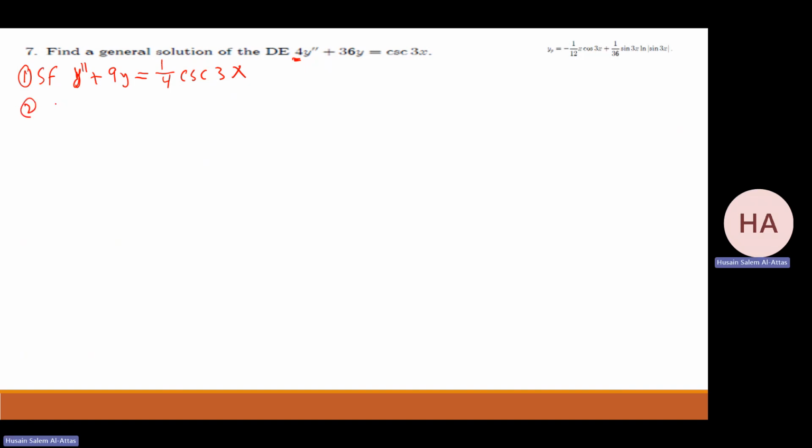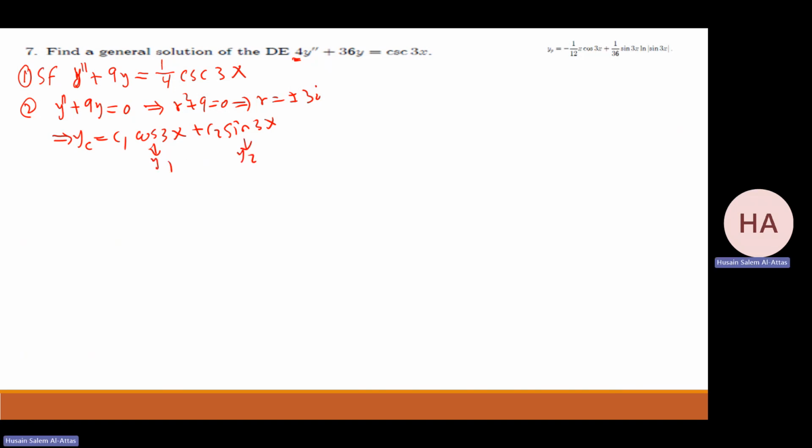Second step, I solve the homogeneous to find YC. That gives me R squared plus 9. So R will be plus or minus 3i. So YC is C1 cosine 3x plus C2 sine 3x. That is Y1 and that is Y2.